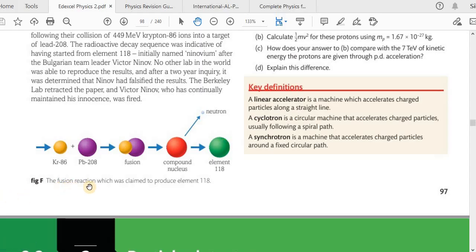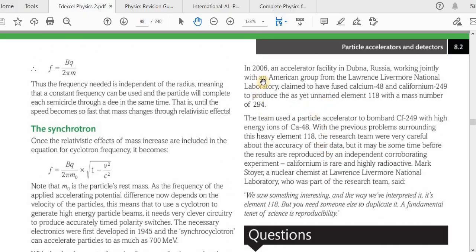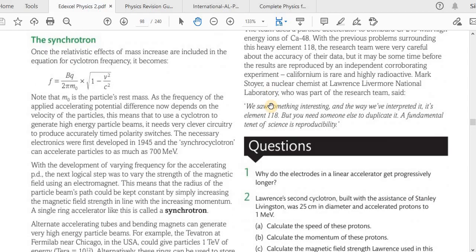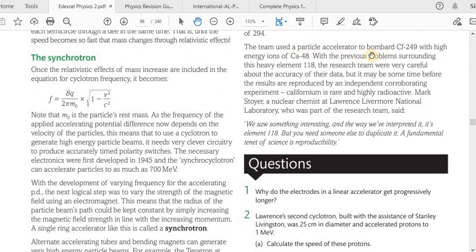Okay, the fusion reaction which was claimed to produce element 118. Alright, so this last bit: in 2006, an accelerator facility in Dubna, Russia, working jointly with an American group from the Lawrence Livermore National Laboratory, claimed to have fused calcium-48 and californium-249 to produce the as yet unnamed element 118 with a mass number of 294. The team used a particle accelerator to bombard Cf-249 with high energy ions of calcium-48.